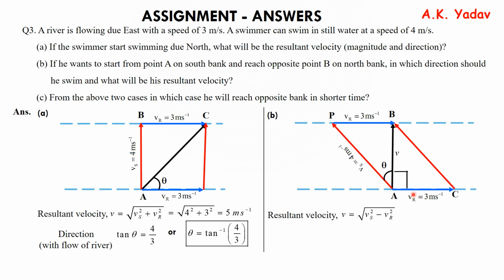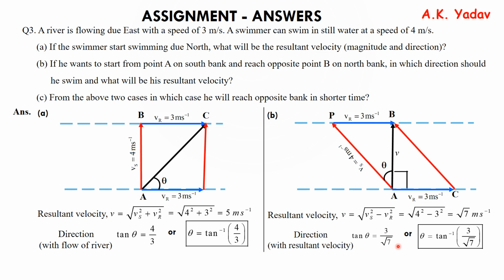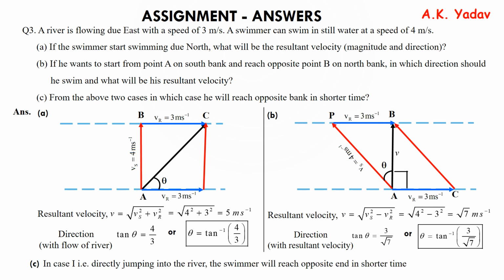Yes, the resultant velocity V is equal to under root of Vs square minus Vr square, which gives under root of 7 meter per second. Now the direction is tan theta is equal to 3 by under root of 7, which is theta is equal to tan inverse of 3 by root 7, that is this angle. Total will be whatever you are getting in theta plus 90 with respect to the flow of the river.